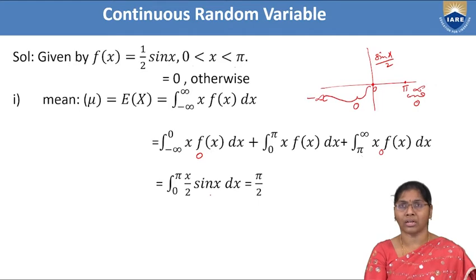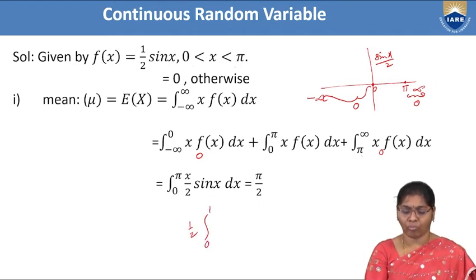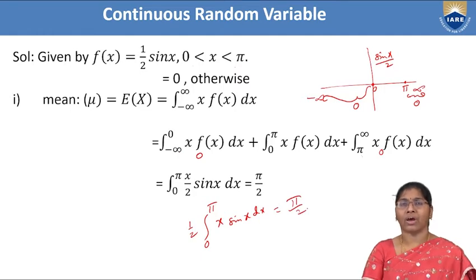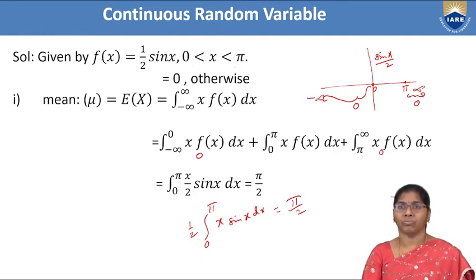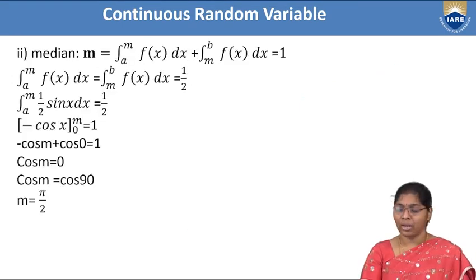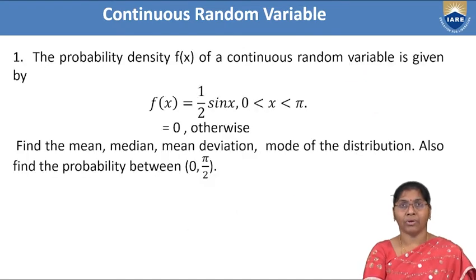I am substituting that. Now, x into 1 by 2 into the integral 0 to pi of x sin x dx. Applying the x sin x formula, with upper limit pi and lower limit 0, we get the value pi by 2. Next, they are asking mean, median, mean deviation, mode and so on. Now first of all, the mean is completed.